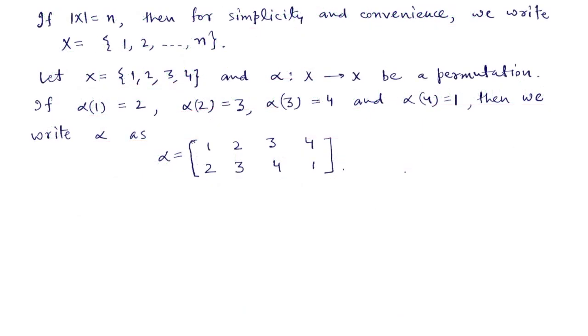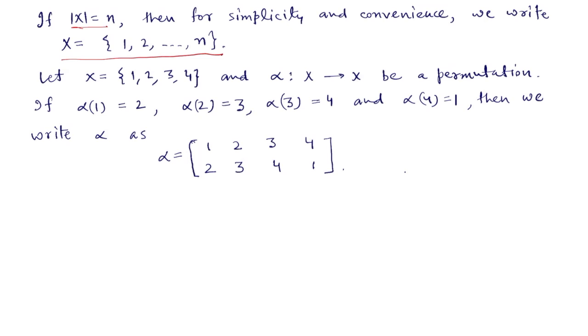Now if the order of X is n, then for convenience we write the set X as follows. We write the members of X simply as 1, 2, 3, up to n. Do remember that these 1 to n are not numbers, they simply represent the elements of X. They may be matrices, may be functions or whatever.